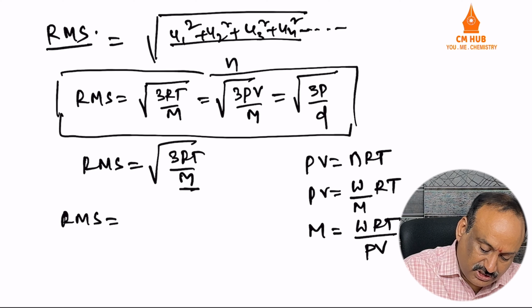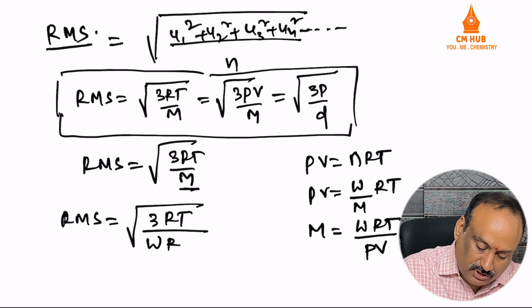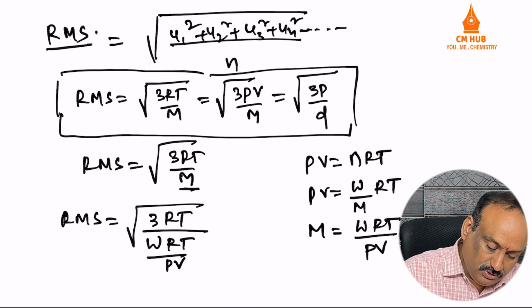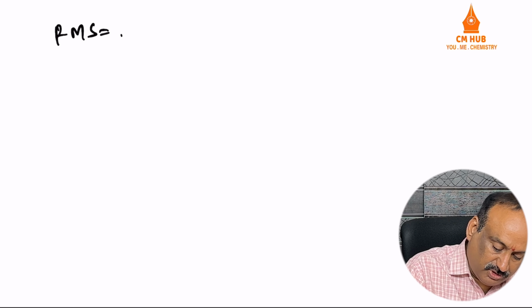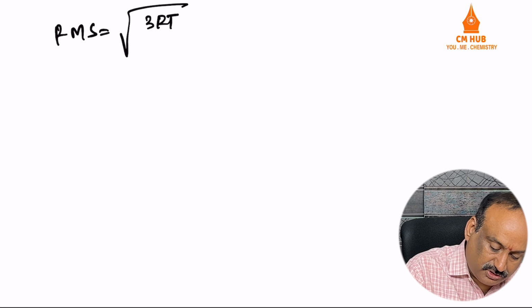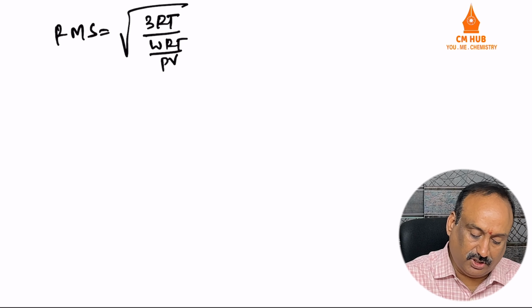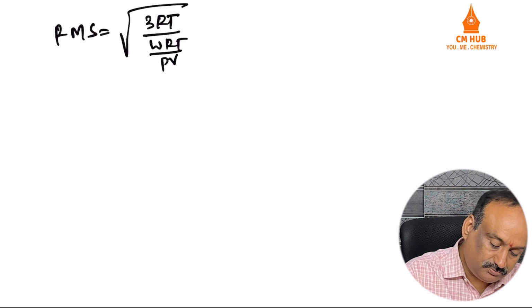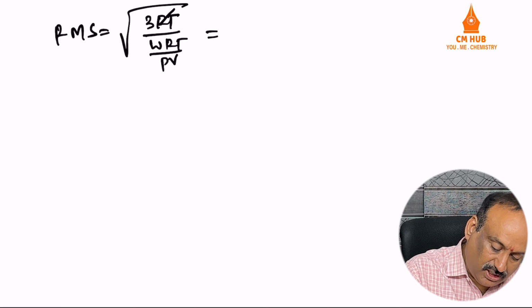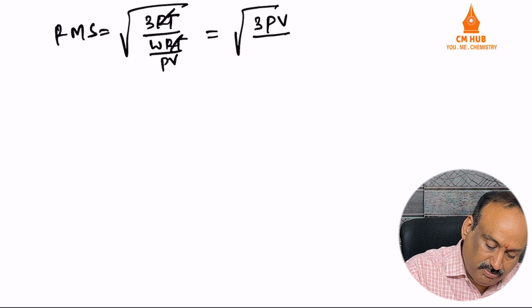So now in place of M, can I substitute WRT by PV? RMS velocity is equal to under root 3RT by WRT by PV. So what will you get? I rewrite again here. RMS velocity is equal to under root 3RT by WRT by PV. In place of M, I have substituted WRT by PV. So now RT gets cancelled. This becomes under root 3PV by W.